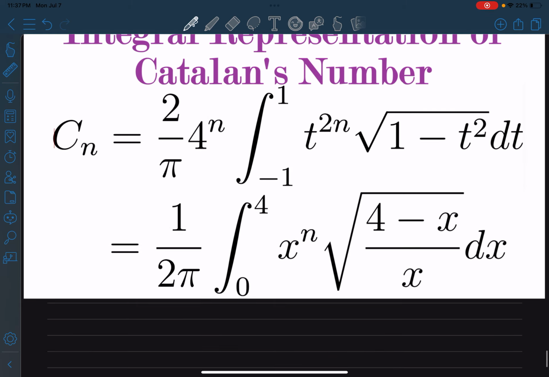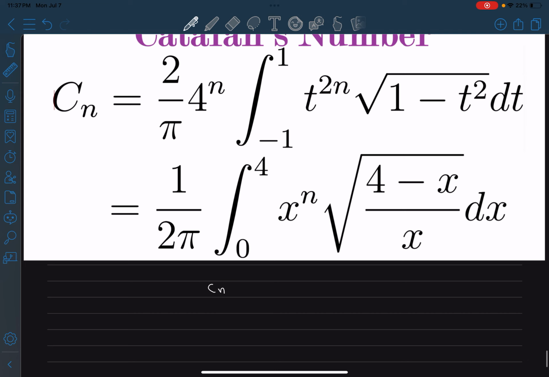And we will be using this formula of Catalan's number: 1 over n plus 1 times the central binomial coefficient, right? This proof is in the intro video, which I will link in the description. You can check that out. But for now, let's go into the proof.